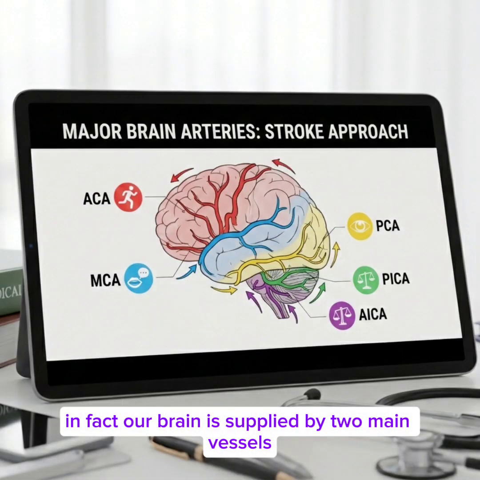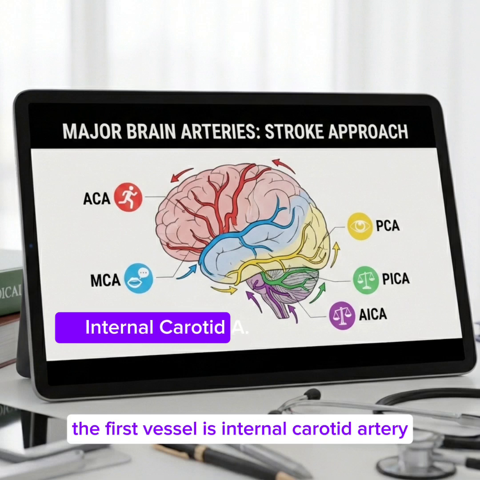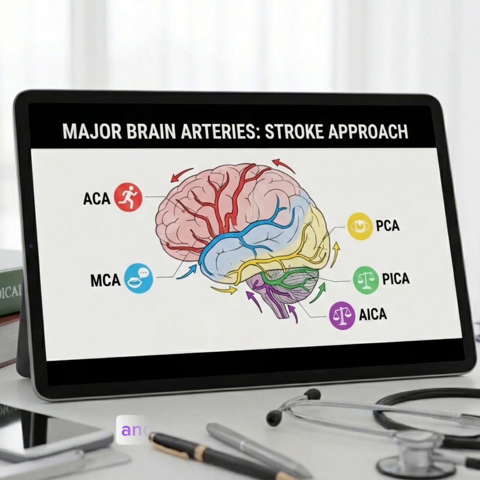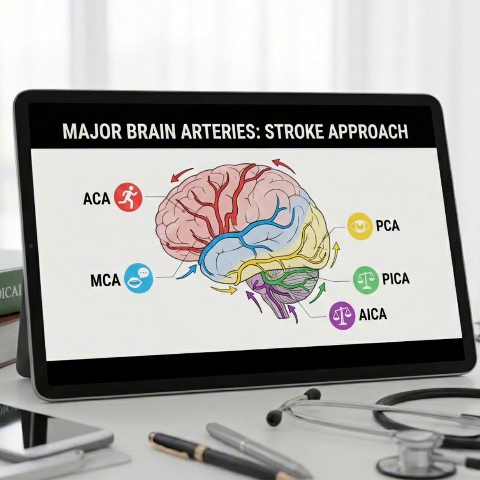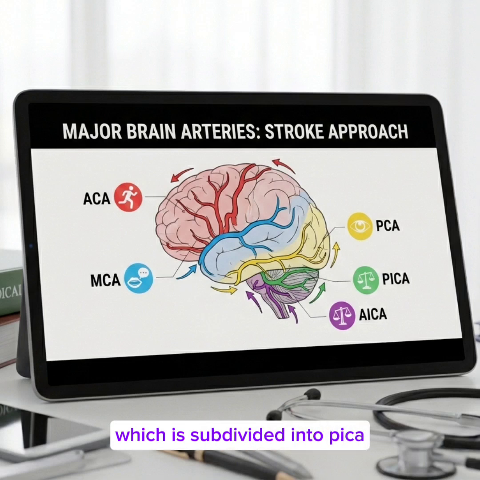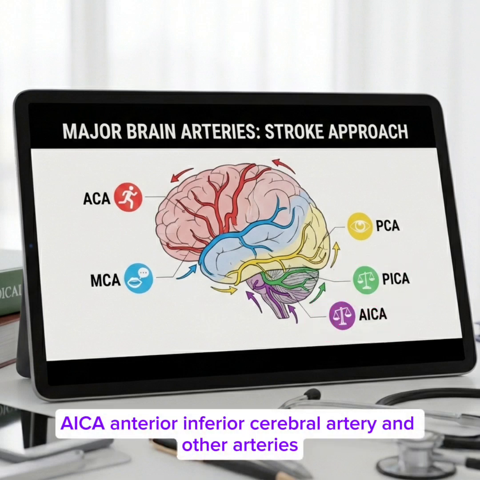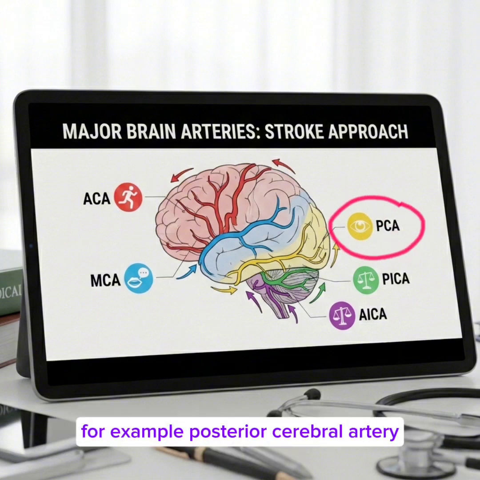In fact, our brain is supplied by two main vessels. The first vessel is the internal carotid artery, which is subdivided into the middle cerebral artery and anterior cerebral artery. And the second vessel is the vertebrobasilar artery, which is subdivided into PICA, posterior inferior cerebellar artery, AICA, anterior inferior cerebellar artery, and other arteries, for example, the posterior cerebral artery.